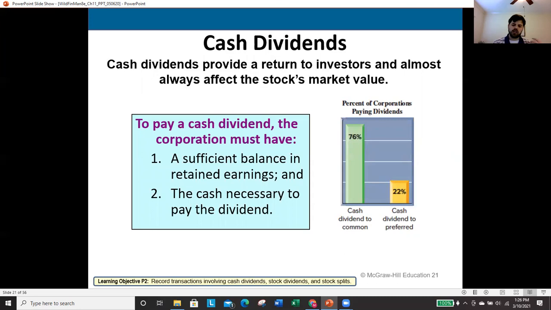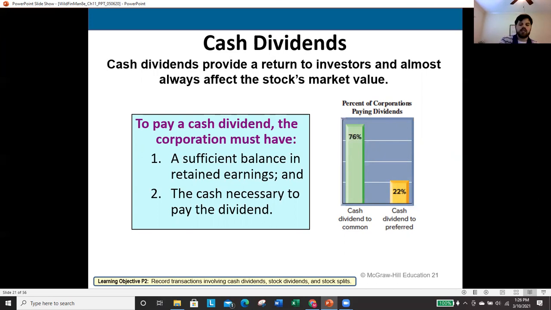So a cash dividend, of course, will provide a return to the investors and will almost always increase the stock market's value, right? We like to see companies paying dividends. It tends to be a sign of good health. It tends to be a sign of confidence moving forward. And this tends to increase the price of the stock. But not everybody is able to issue a dividend, and everybody certainly doesn't issue one.